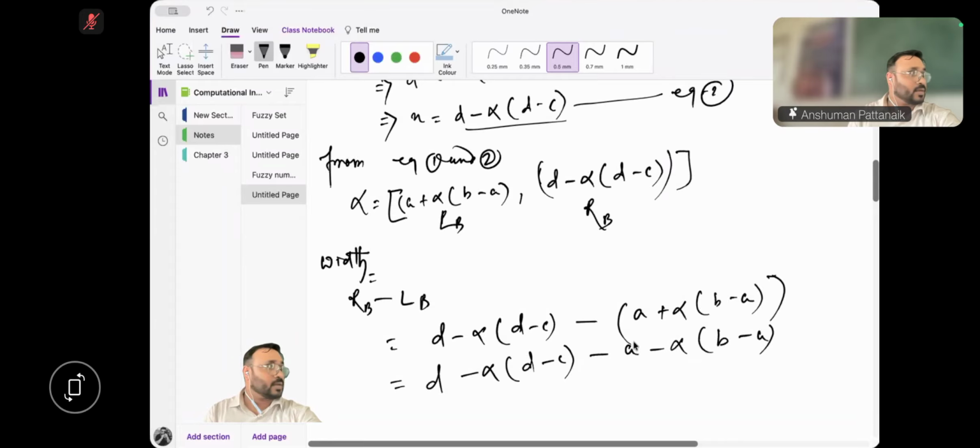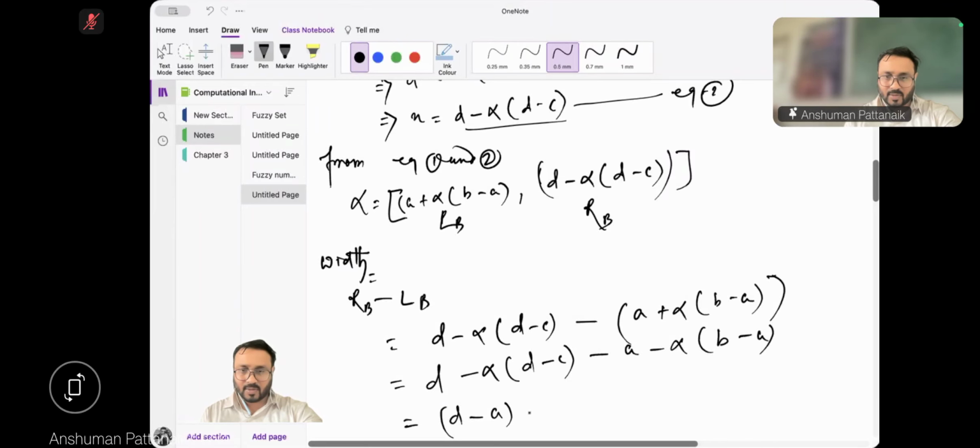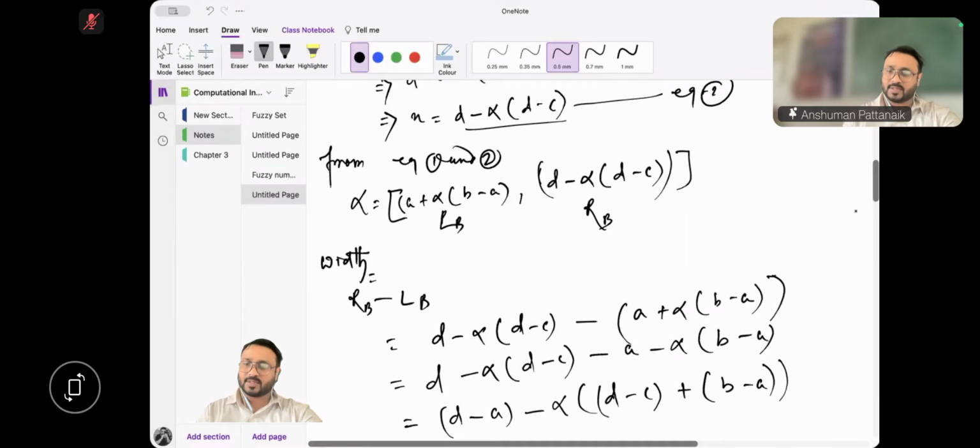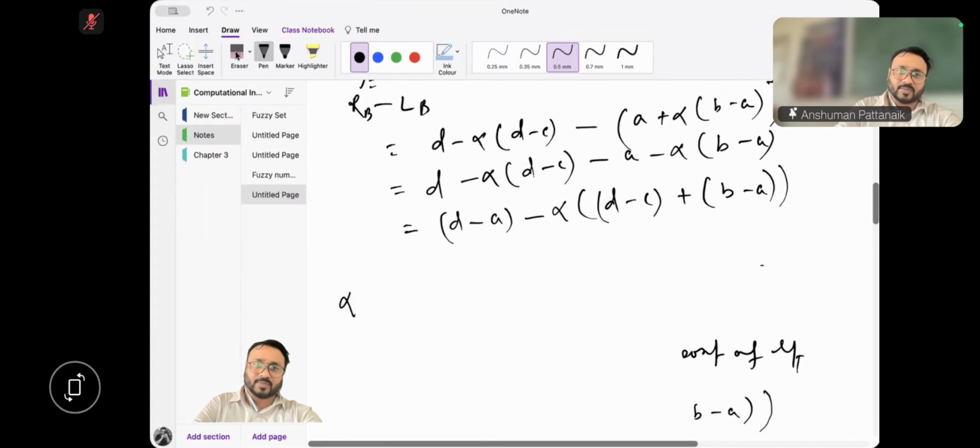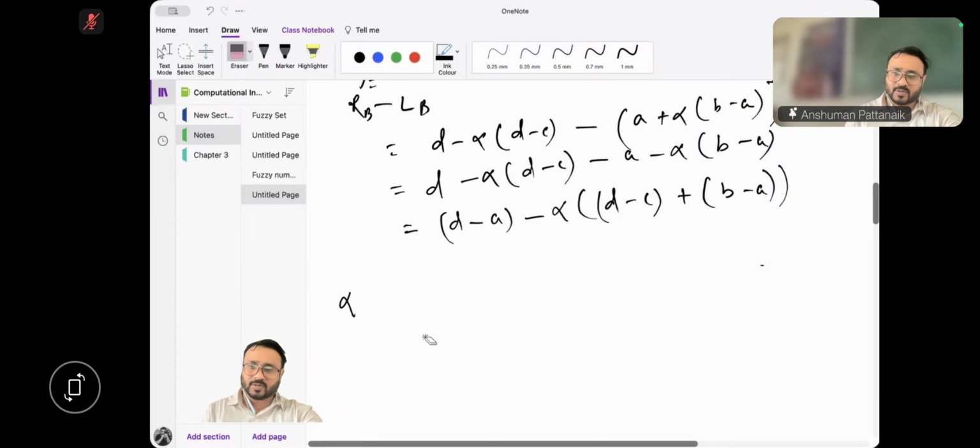Okay. If this is the equation, let's find out this part is common. Alpha is common. So I can rewrite it as (d minus a) minus alpha times ((d minus c) plus (b minus a)). I can rewrite it like this. This is the equation of width. This is equation 3.